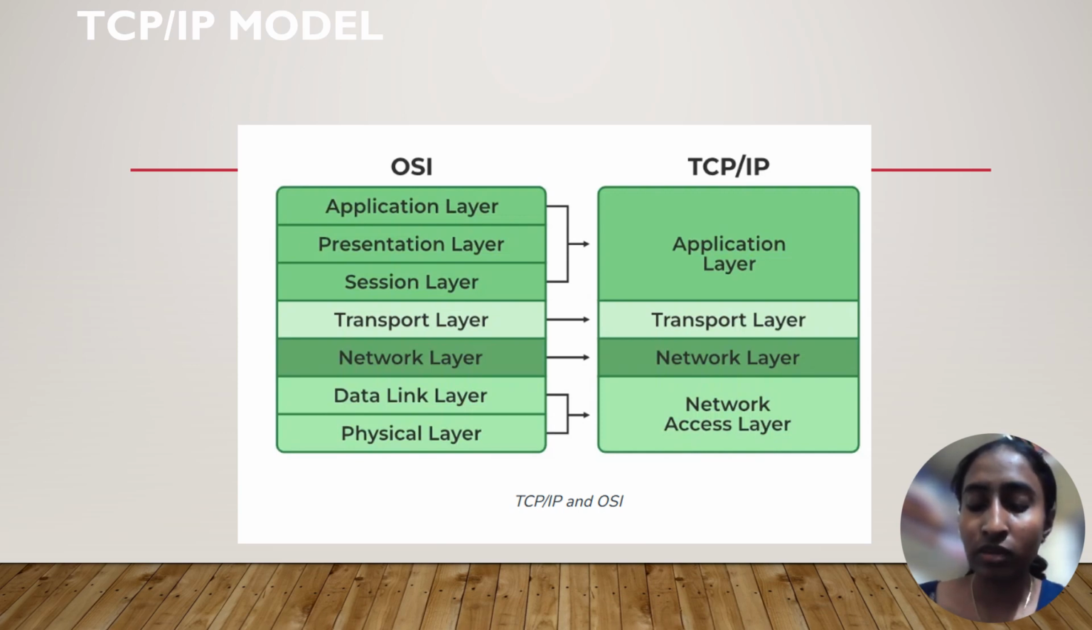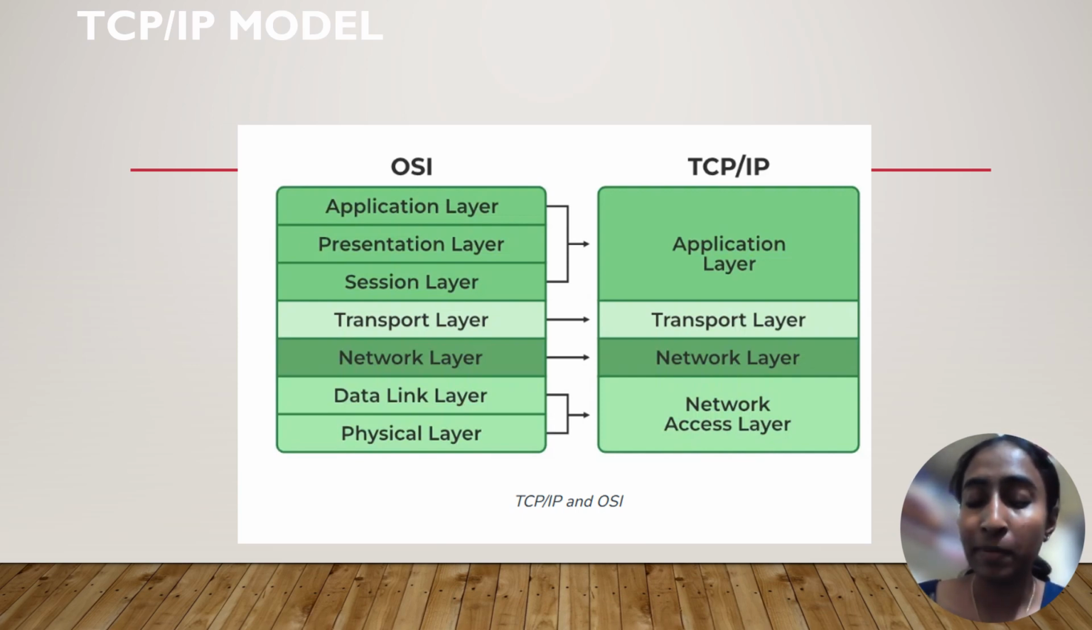In terms of layers, OSI has 7 layers, whereas the TCP/IP protocol has 4 layers. In terms of usage, OSI is low in usage, and TCP/IP is mostly used. In terms of delivery, the delivery of the package is guaranteed in the OSI model, but the delivery of the package in TCP/IP is not guaranteed.